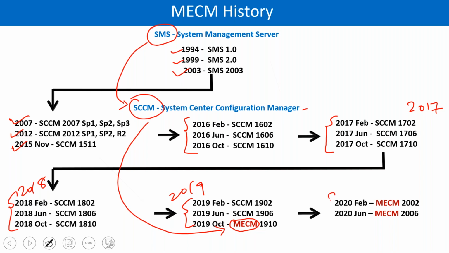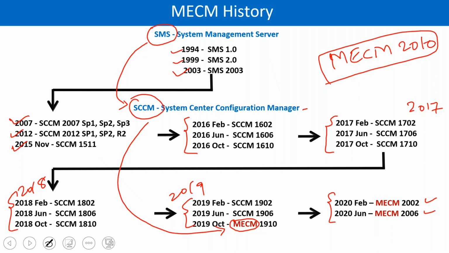So they released these two versions in the year 2020, last year. So 2002 and 2006. And in the month of October, the latest and greatest version of SCCM is MECM 2010. This is the latest and greatest version of SCCM, Microsoft Endpoint Configuration Manager. Okay, so it started from 1994, and this is the latest version.